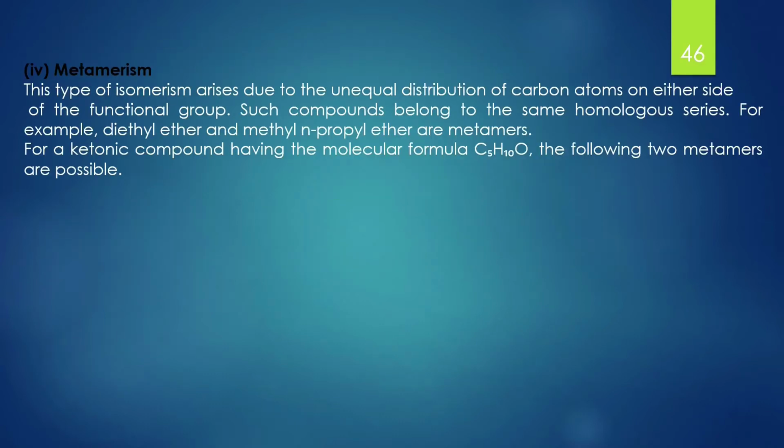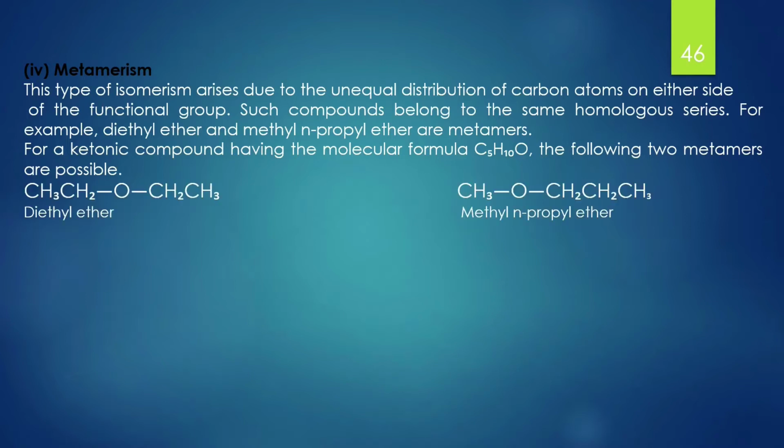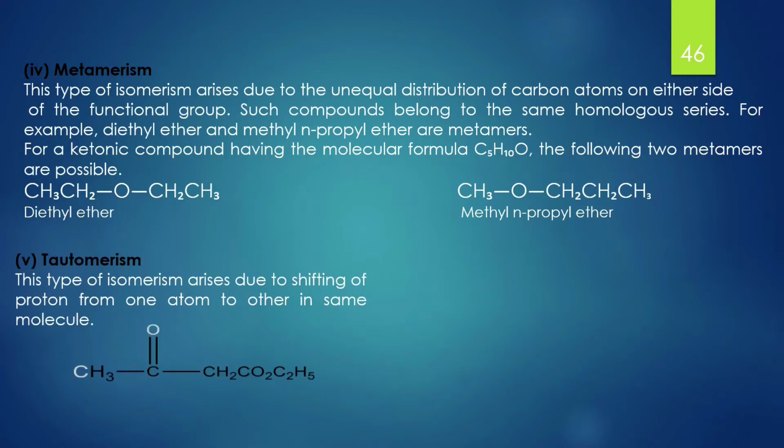Fourth type is metamerism. This type of isomerism arises due to the unequal distribution of carbon atoms on either side of the functional group. Such compounds belong to the same homologous series. For example, diethyl ether and methyl n-propyl ether are metamers. For a compound having the molecular formula C5H10O, the following 2 metamers are possible: either diethyl ether or methyl n-propyl ether. Fifth type of structural isomerism is tautomerism.